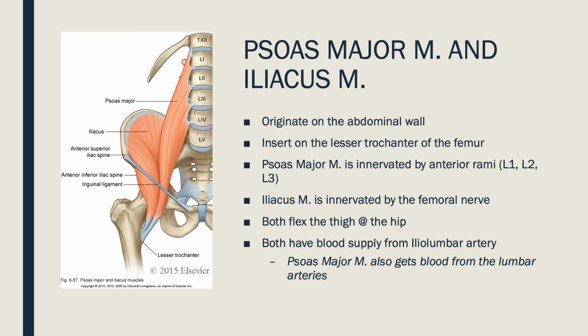It's important to also talk about the psoas major and iliacus muscles. They both originate on the abdominal wall and insert on the lesser trochanter of the femur. Psoas major is not innervated by the femoral nerve, it's innervated by the anterior rami, which comes from L1, L2, and L3. The femoral nerve comes from L2, L3, and L4, so it makes sense how a muscle that starts superiorly to the other muscles would have innervation from L1, but the other muscles would not. Iliacus is innervated by the femoral nerve. Both of the muscles can flex the thigh at the hip, and both have blood supply from the iliolumbar artery. Psoas major also gets blood from the lumbar arteries.